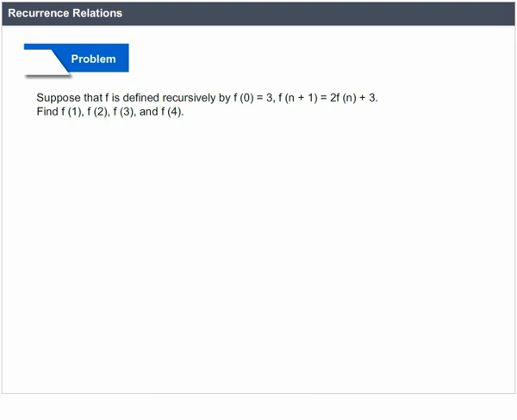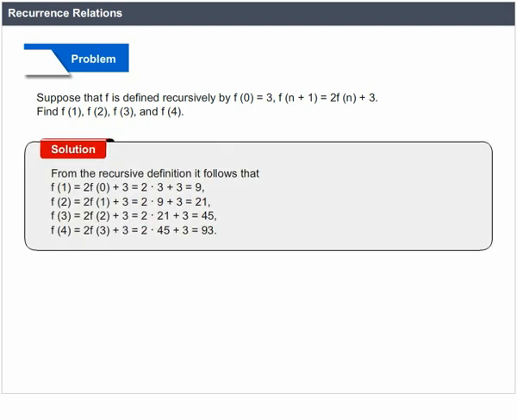Solution. From the recursive definition, it follows that f of 1 equal to 2 times f of 0 plus 3 equal to 2 into 3 plus 3 equal to 9. f of 2 equal to 2 times f of 1 plus 3 equal to 2 into 9 plus 3 equal to 21. f of 3 equal to 2 into f of 2 plus 3 equal to 2 into 21 plus 3 equal to 45. f of 4 equal to 2 into f of 3 plus 3 equal to 2 into 45 plus 3 equal to 93.